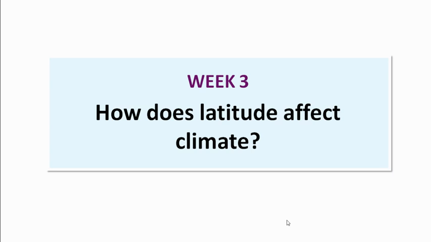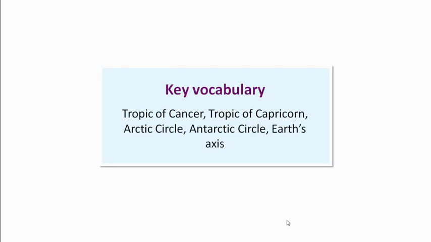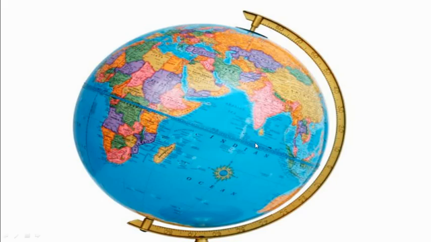This is week 3. This week we're going to build on what we learned last week about latitude, and we're going to talk about how it affects the climate, depending on where you are in the world. The vocabulary we're going to use this week: the tropics, the Tropic of Cancer, Tropic of Capricorn, the Arctic Circle, Antarctic Circle, and the Earth's axis.